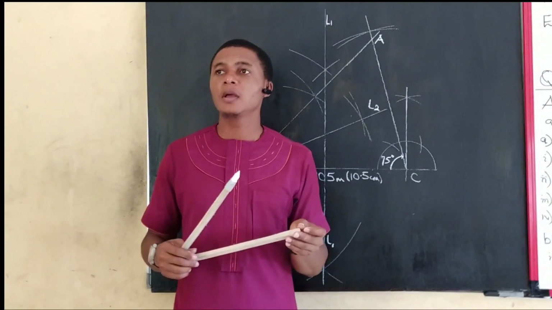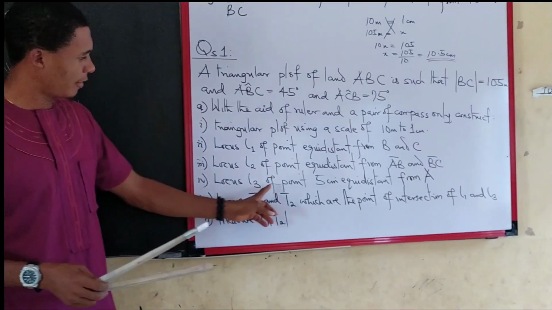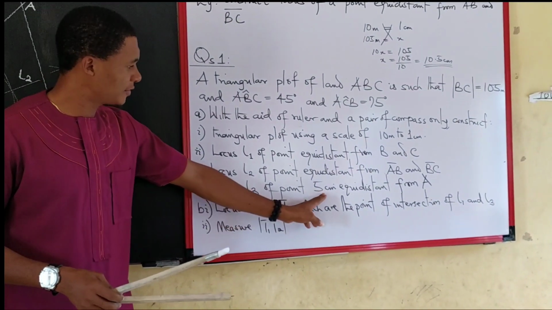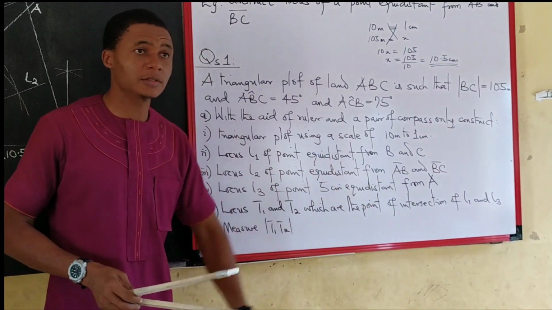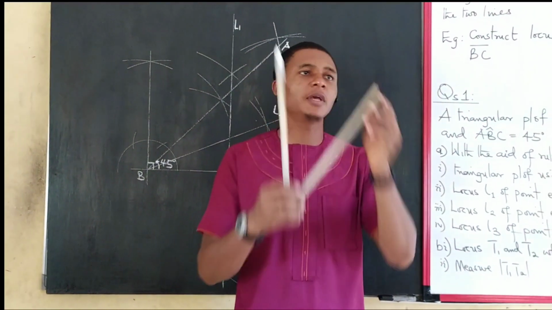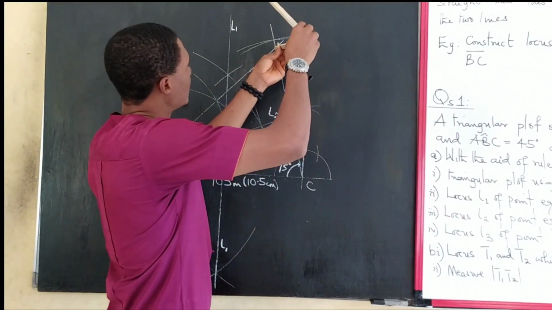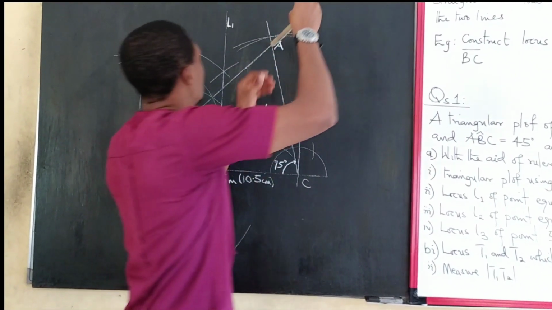Alright, so now let's answer this question. Locus 3 of a point equidistant from where? 5 cm equidistant from A, right? Yes. So this is 5 cm. I hope you have measured 5 cm, right? Okay, 5 cm. So I'll go to A and draw a circle. I'll draw a circle.